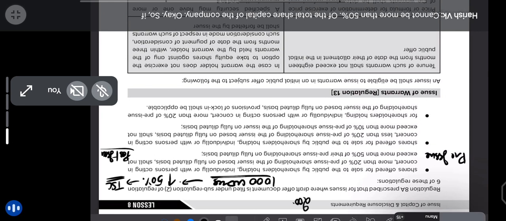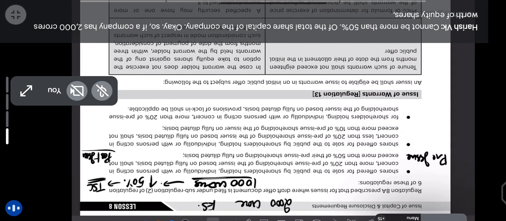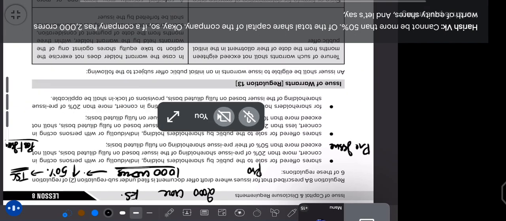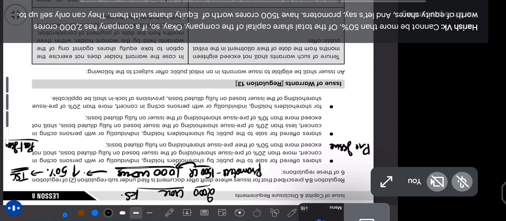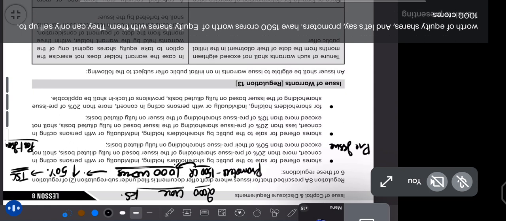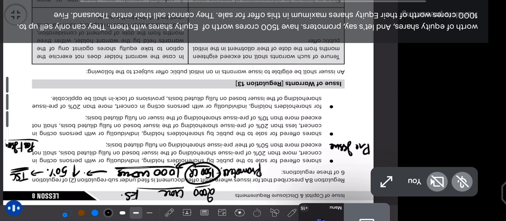So if a company has 2,000 crores worth of equity shares, and let's say promoters have 1,500 crores worth of equity shares with them, they can only sell up to 1,000 crores worth of their equity shares maximum in this offer for sale. They cannot sell their entire 1,500 crores.